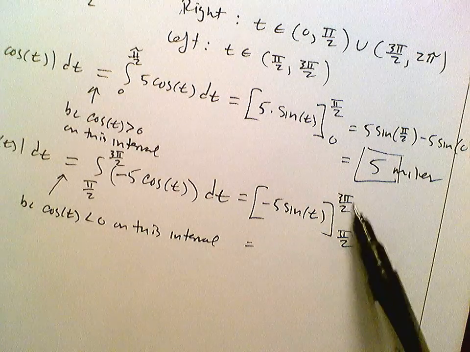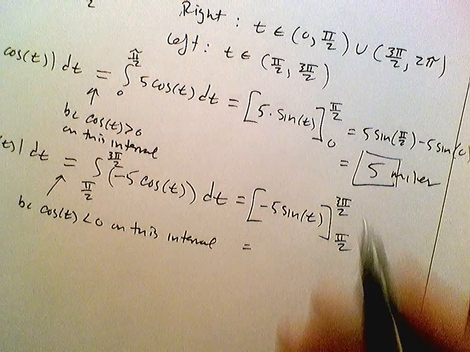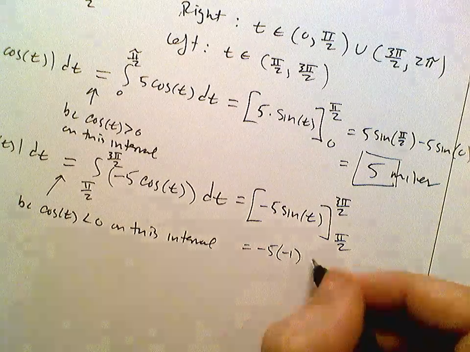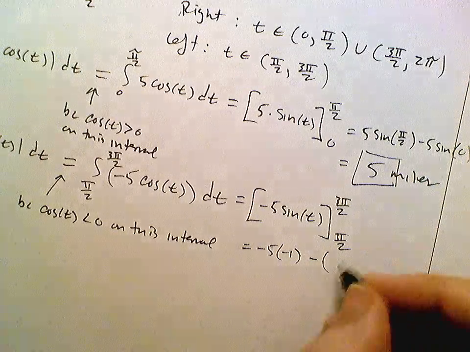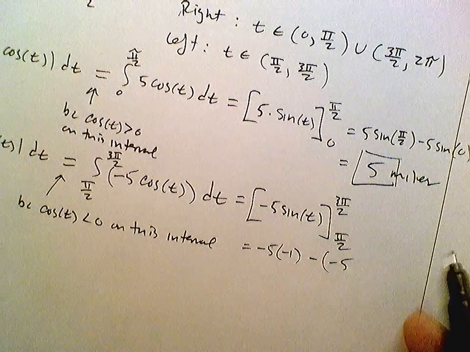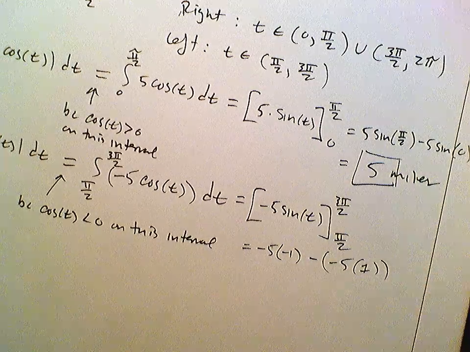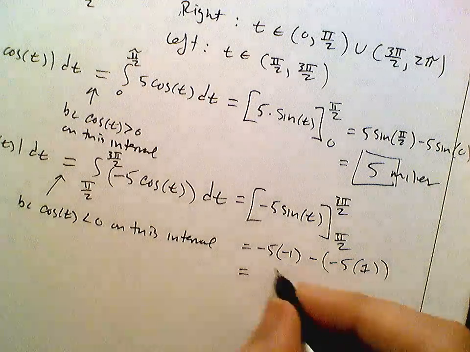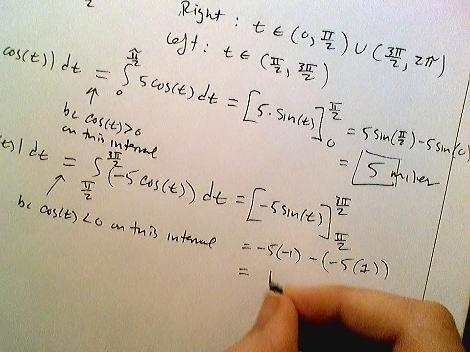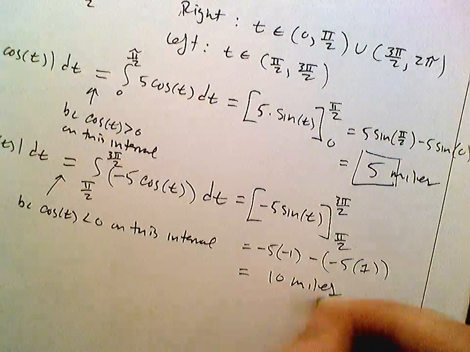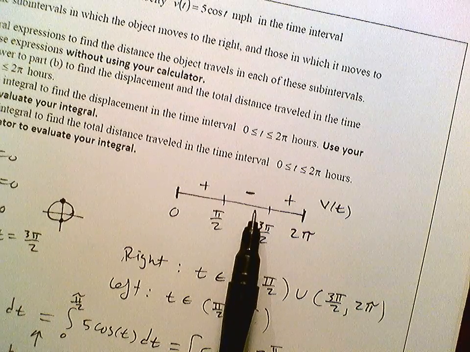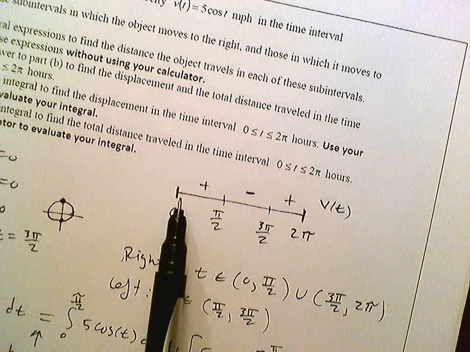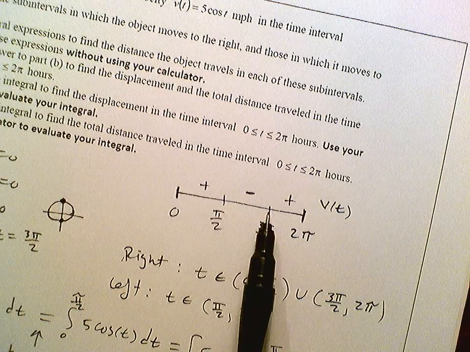And then when I plug 3 pi over 2, I get negative 5 times negative 1. And then when I plug in pi over 2, I get negative 5 times 1. So this is positive 5 plus 5, so 10 miles. So on this interval, it traveled 10 miles. It was going left, though. So it went right 5 miles, left 10 miles.